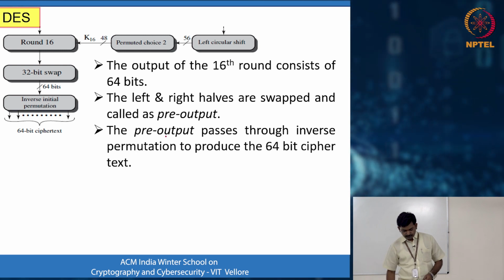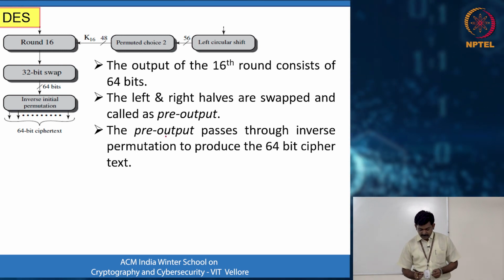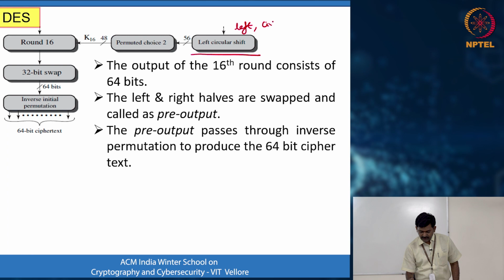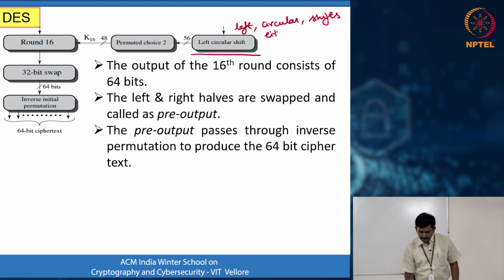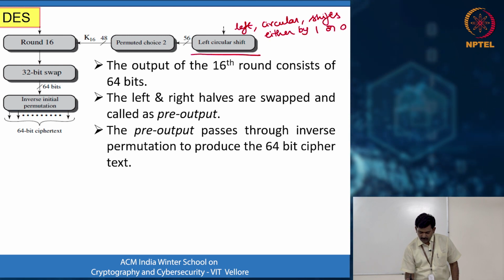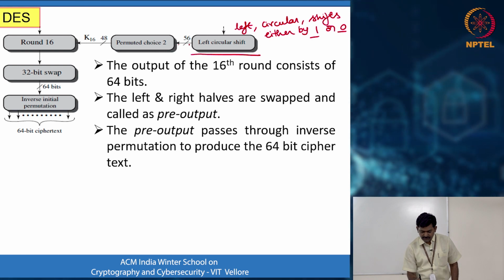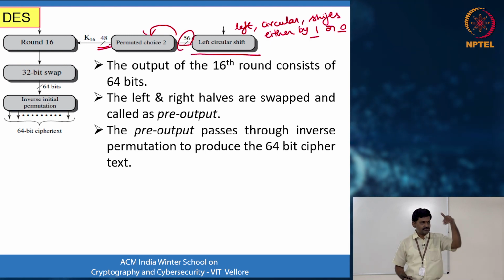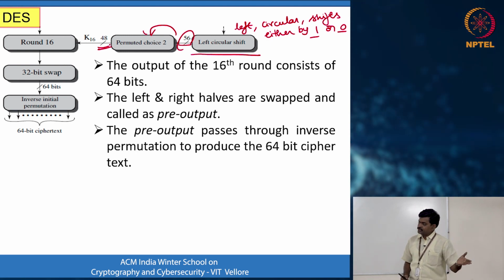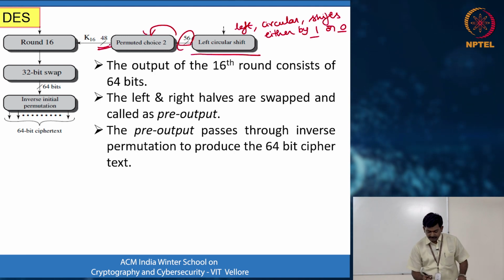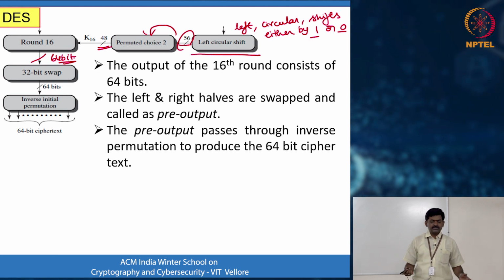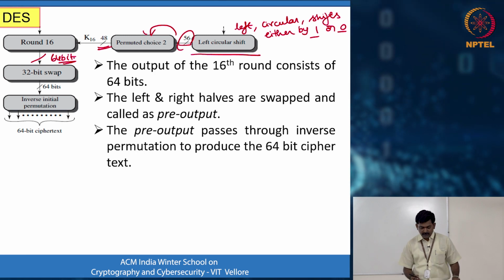So you see here the left circular shifts, either by 1 or 2 based on the round, produce this 56, and it undergoes the PC table, producing this 48-bit key, which goes to every round. And then once you complete the rounds, after 16 rounds, your 64-bit undergoes this 2 halves swap, called 32-bit swap.